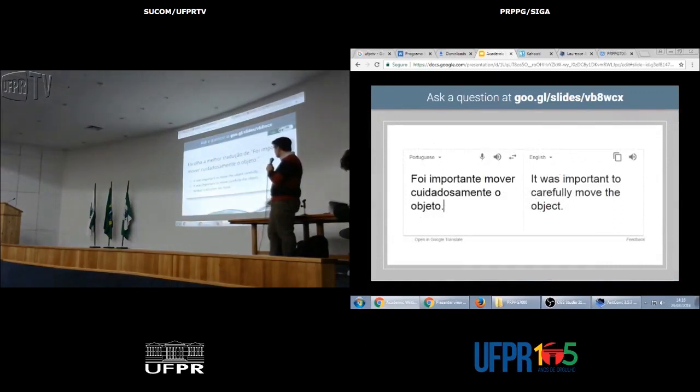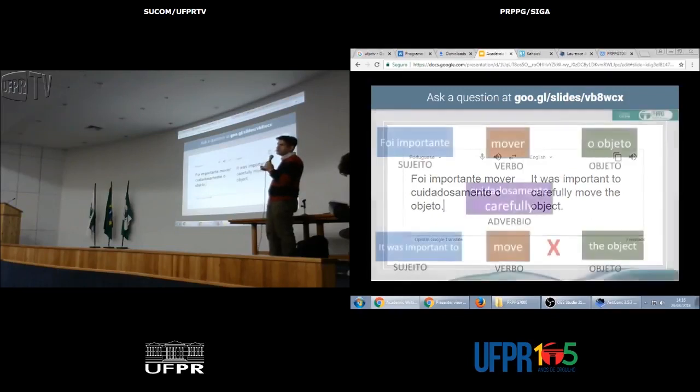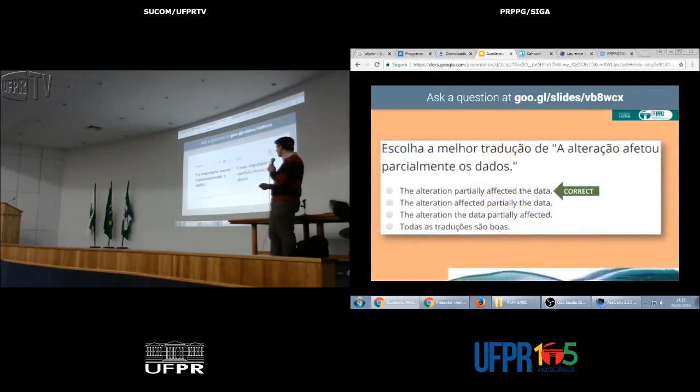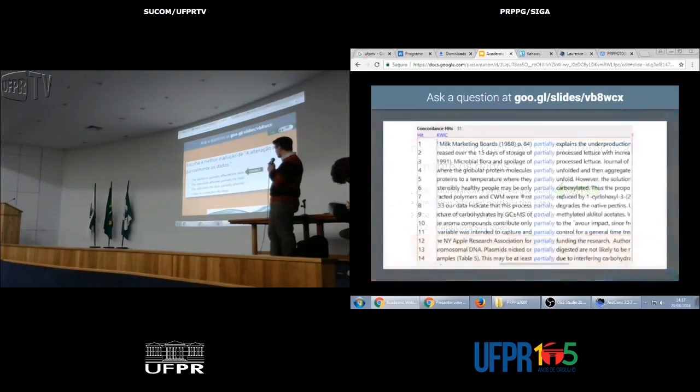"Foi importante mover cuidadoso o objeto," and if you look at it, Google Translate has "carefully" there in a correct position. So be aware of adverb position in your writing. Affected the data, partially affected the data. That's the correct one. Not affected partially the data, or data partially affected, obviously.